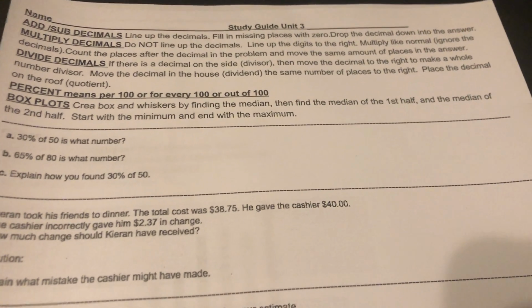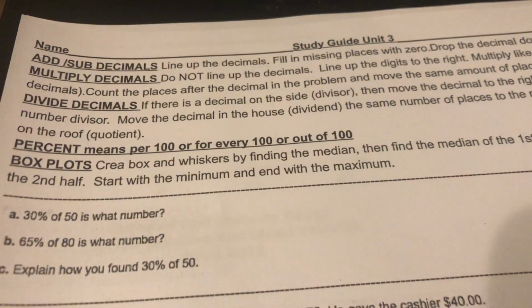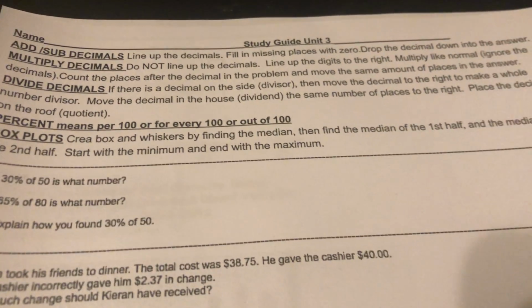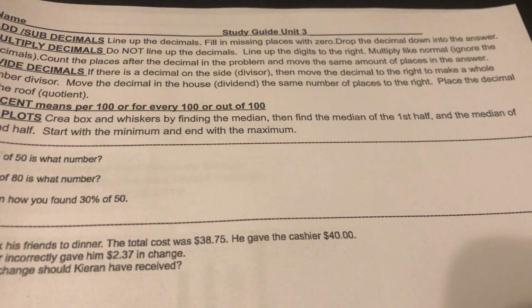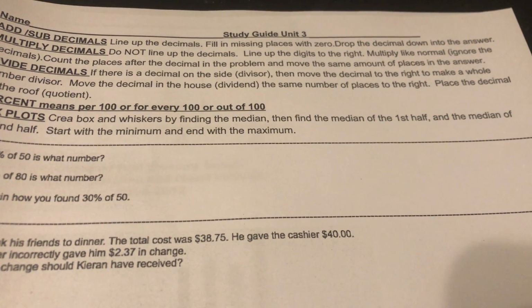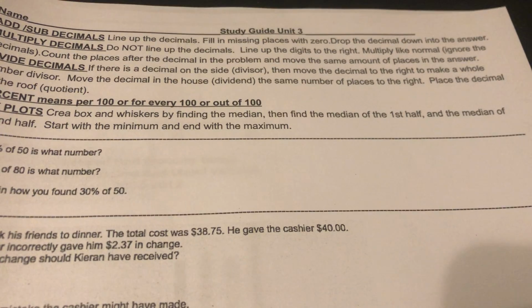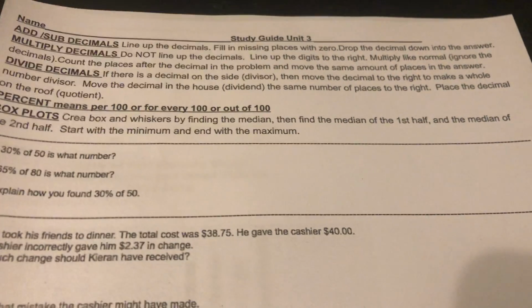The first tip is about adding and subtracting decimals. We'll see this later on in the study guide. It instructs us to line up the decimals and fill in the places with zeros, and then to drop down the decimal right into the answer.